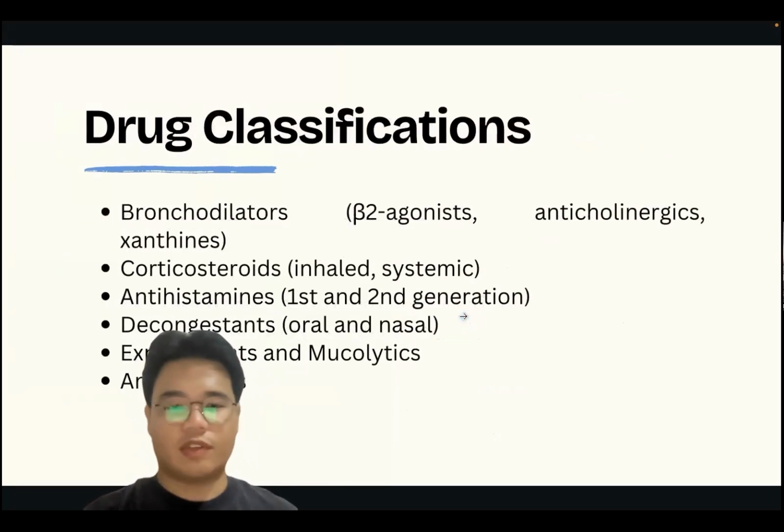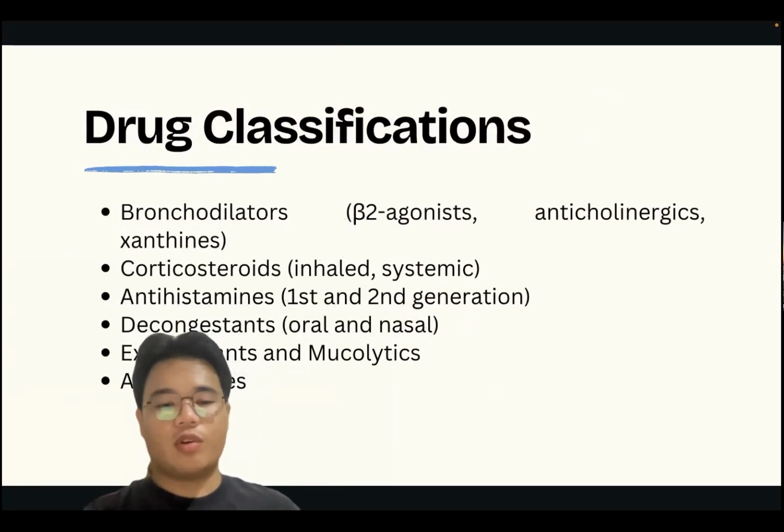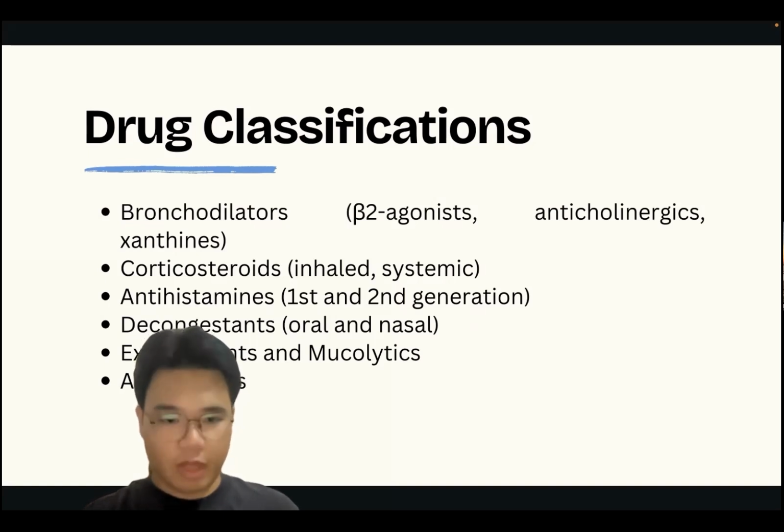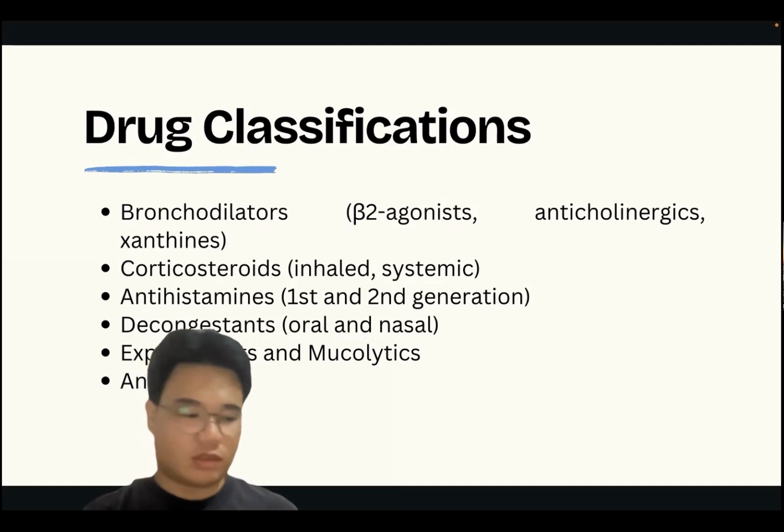So drug classifications: bronchodilators, corticosteroids, antihistamines, decongestants, expectorants and mucolytics, antitussives. So these are the 6 main groups of drugs for respiratory problems.